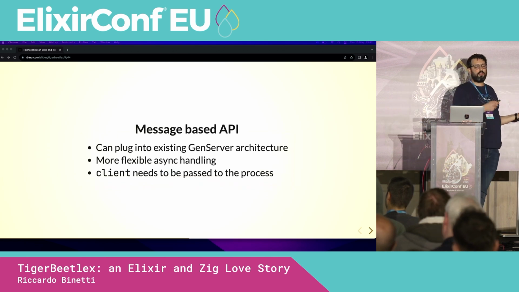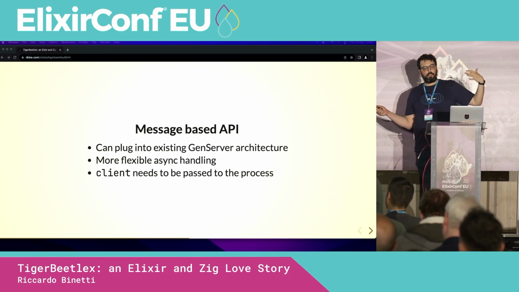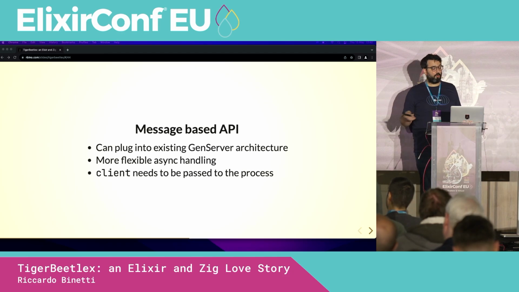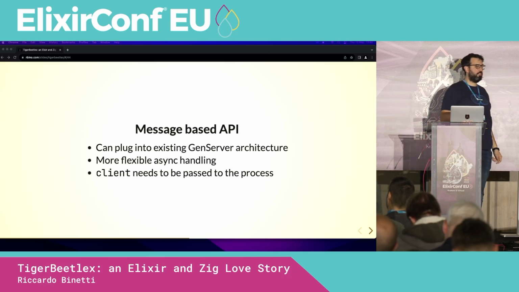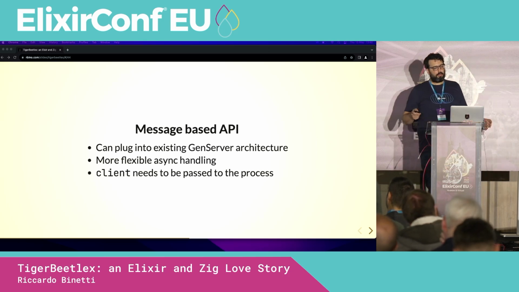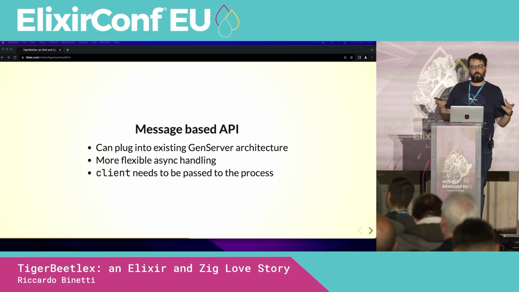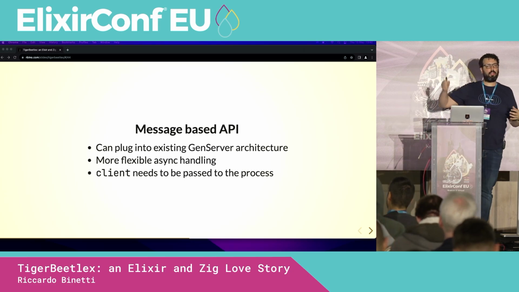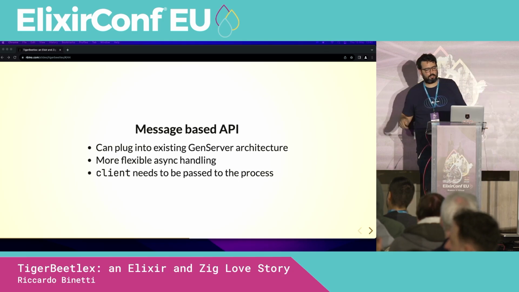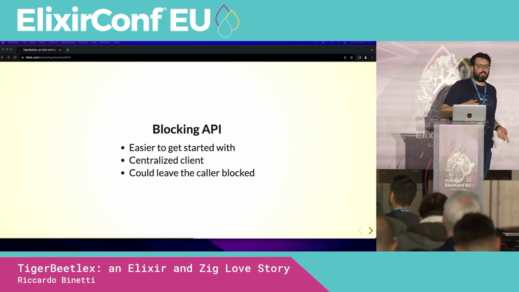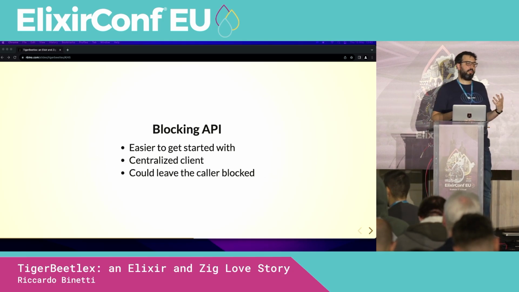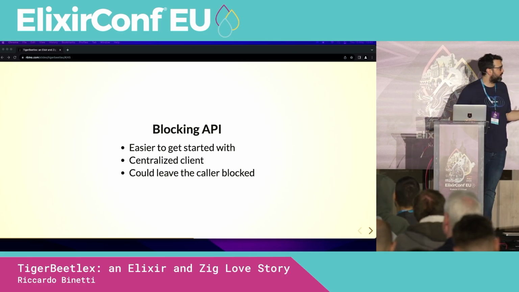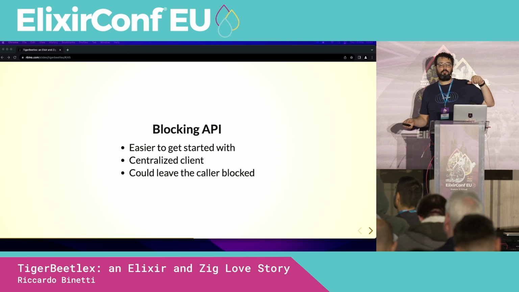The message-based API can plug into an existing GenServer architecture, and it provides more flexible async handling. We're going to see why in a little bit. But the client needs to be passed to the process. You can't instantiate a new client every time. You have to keep the client somewhere and pass it to all the processes. With the blocking API, it's easier to get started with, because the client itself is centralized, because it's held as state inside the processes, but it could leave the caller blocked.